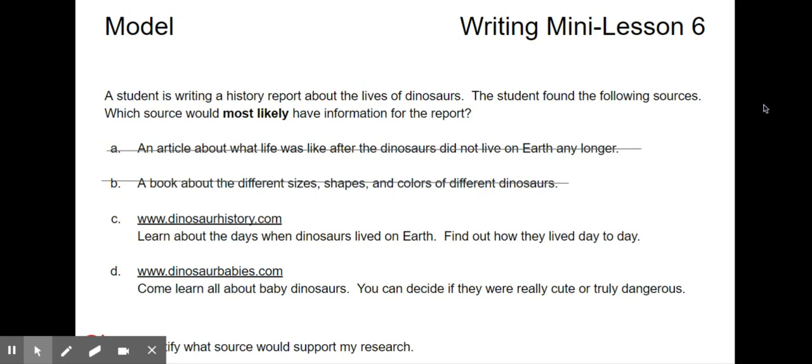D. www.dinosaurbabies.com. Come learn all about baby dinosaurs. You can decide if they were really cute or truly dangerous. Again, I would love to read this. It seems really interesting to me because I don't know much about baby dinosaurs. But if I need information about the lives of dinosaurs, this source is not going to be very helpful. It looks like the best source would be C.